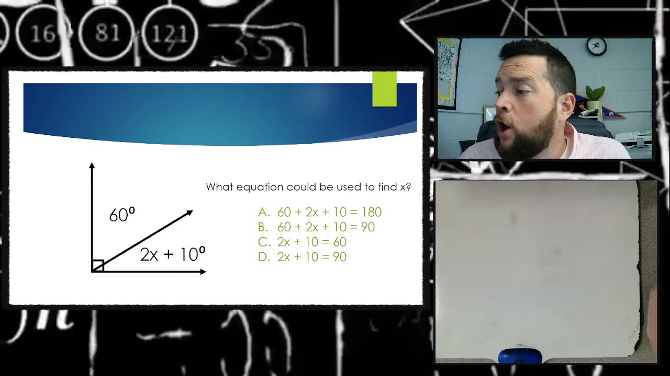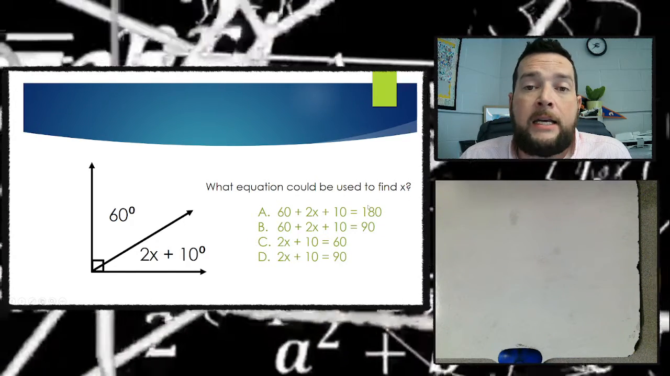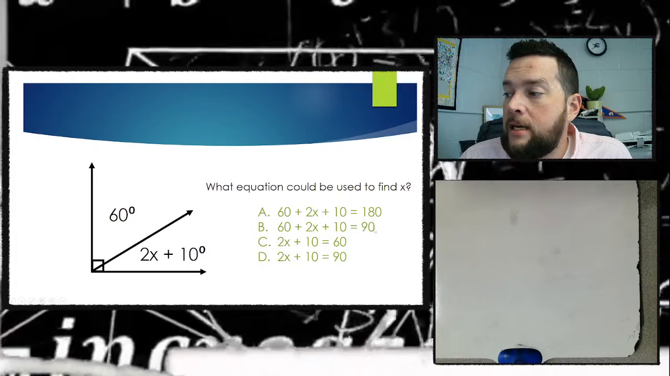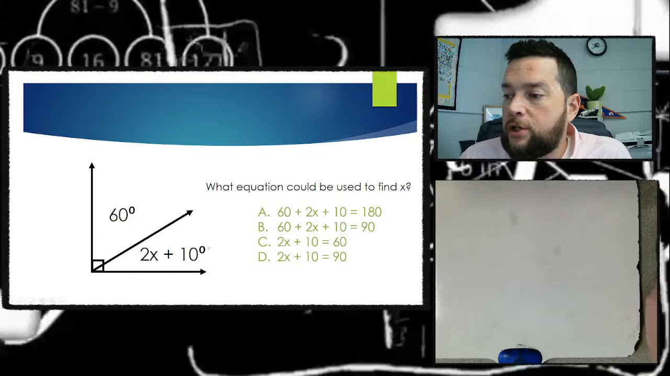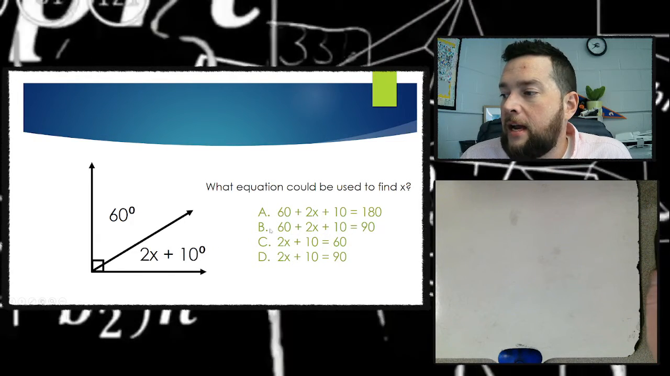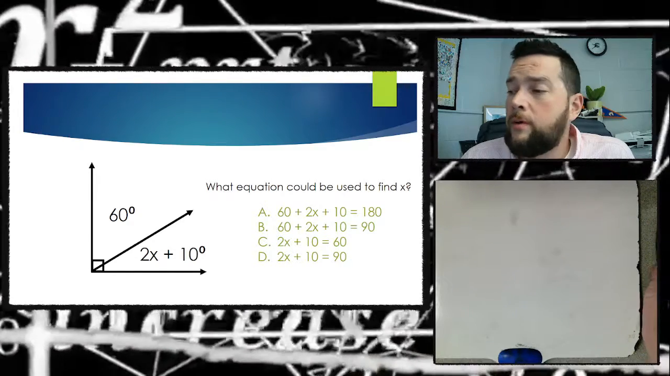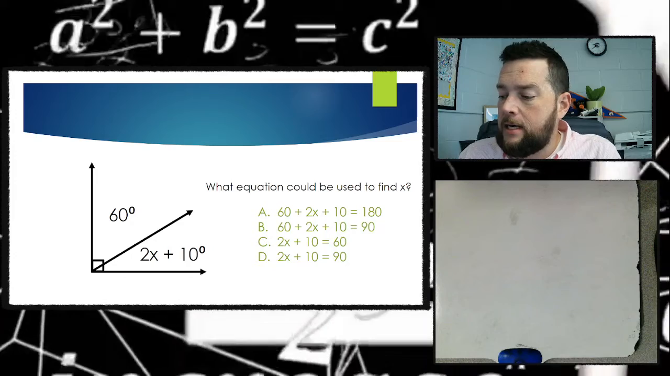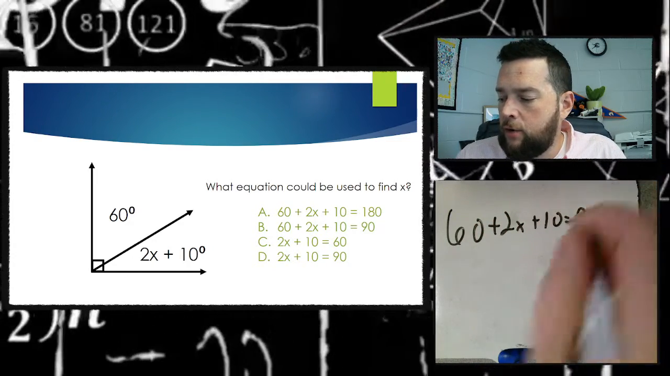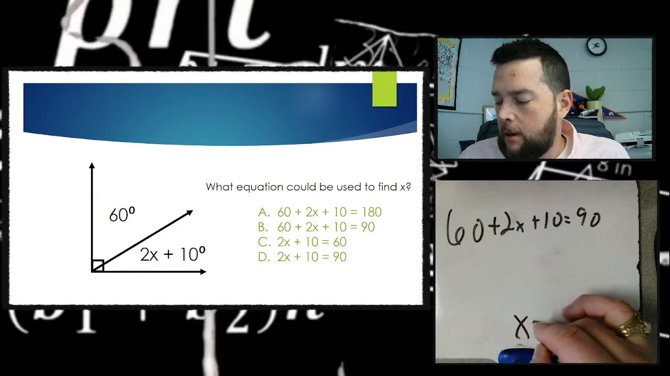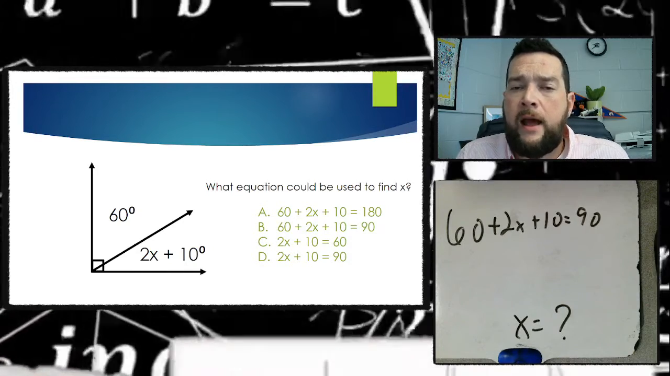So just by that, we can eliminate answers A and C because they have to equal 90 degrees. Only B and D have equals 90 degrees. Now we need to find the expression that has 60 plus 2x plus 10 equals 90, and that's going to be answer B. So now I want you to go through, you've got that equation, 60 plus 2x plus 10 equals 90 degrees. Go ahead and solve that and tell me what x equals. Solve that yourself, pause the video, solve it, and then come back to see if you got the right answer.